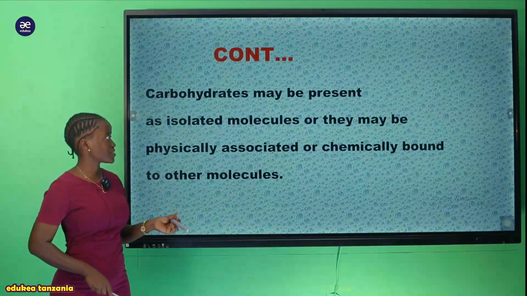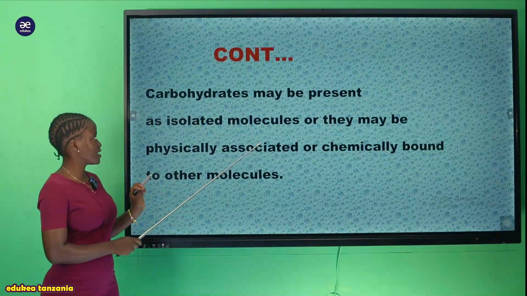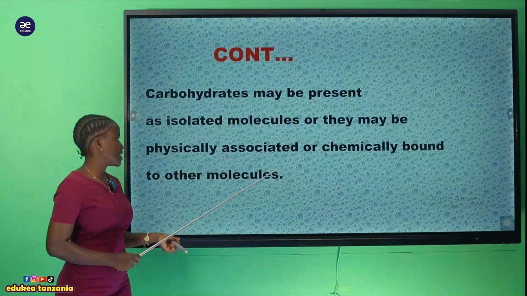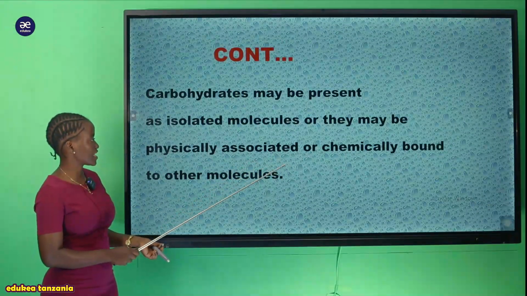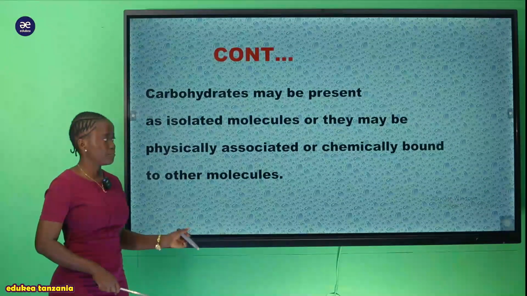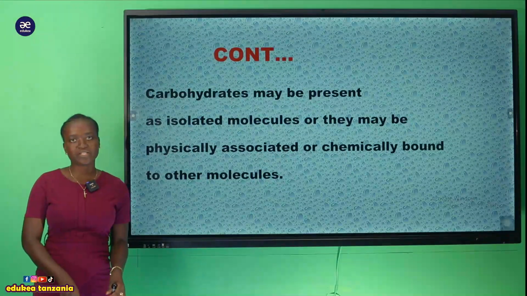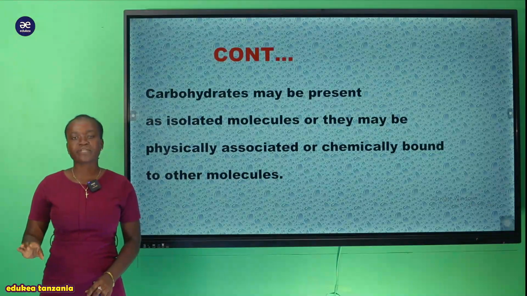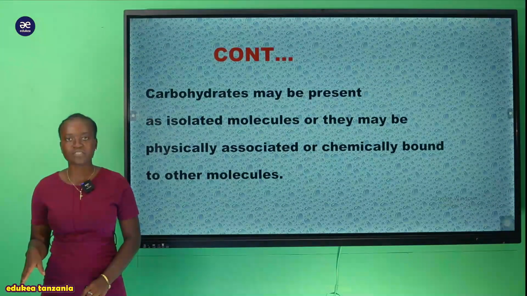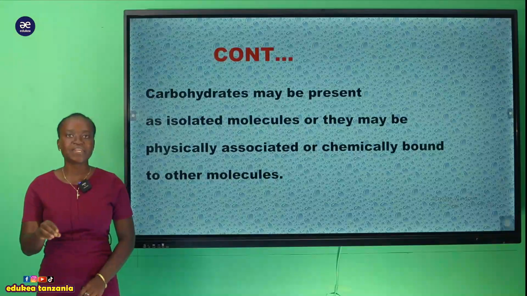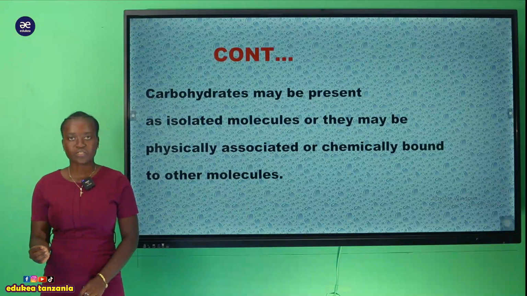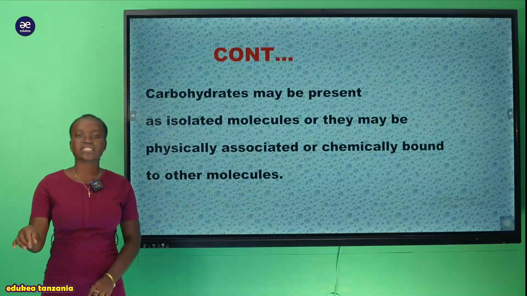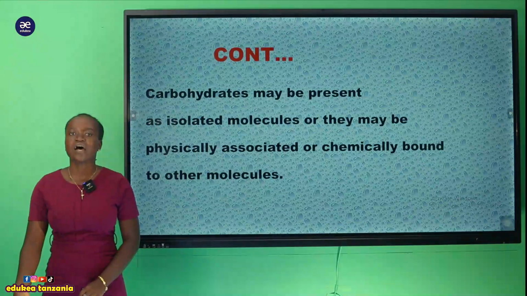So now let's proceed. Carbohydrates may be present as isolated molecules, physically isolated, or chemically bound to other molecules. So these carbohydrates you can find on their own, or you can find carbohydrate combined with other food substances. For instance, you can find carbohydrate within protein. Or you can find carbohydrate chemically combined with other molecules.